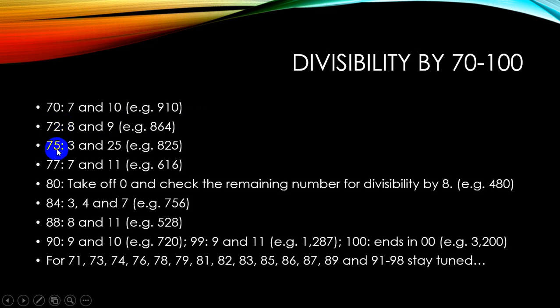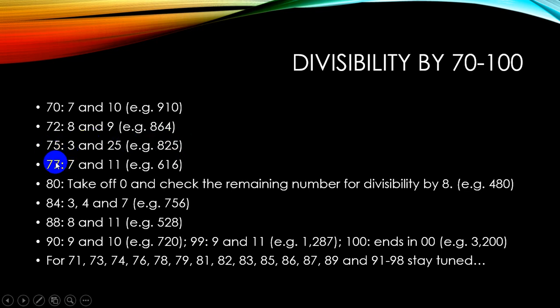For 75, it's pretty easy. Check for divisibility by 3 and 25. So 825, it ends in a 25, so it's divisible by 25. Then 8 plus 2 plus 5 gives you 15, which is a multiple of 3. So 825 is divisible by 75.